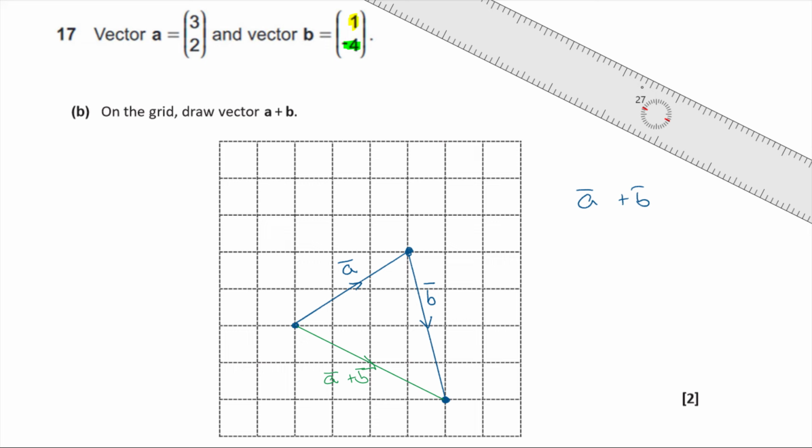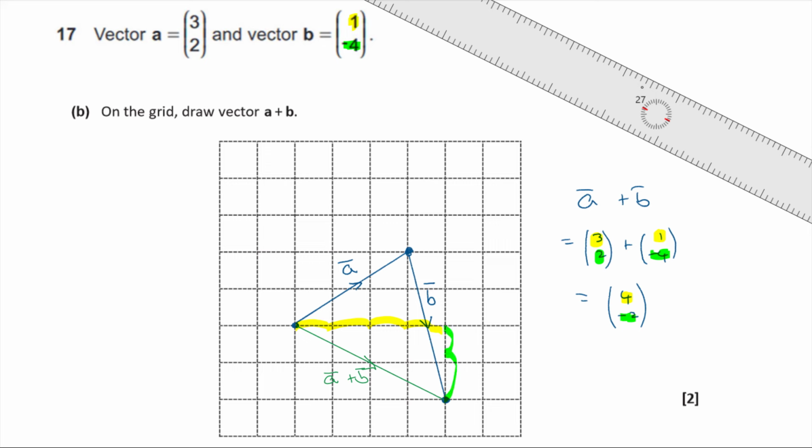The alternative way of doing it is using the column vectors themselves and doing a bit of maths with that. So I could have, instead, just added these column vectors together. So 3 plus 1, because when you add column vectors you add like with like. So the 3 plus 1 gives me 4, and the 2 minus 4 gives me minus 2, doesn't it? Because 2 plus negative 4 is minus 2. So now I've got the vector 4, minus 2, and you'll see if I started at my starting point and I went 4 in the direction of x and then minus 2 up, it takes me to the end point as well.